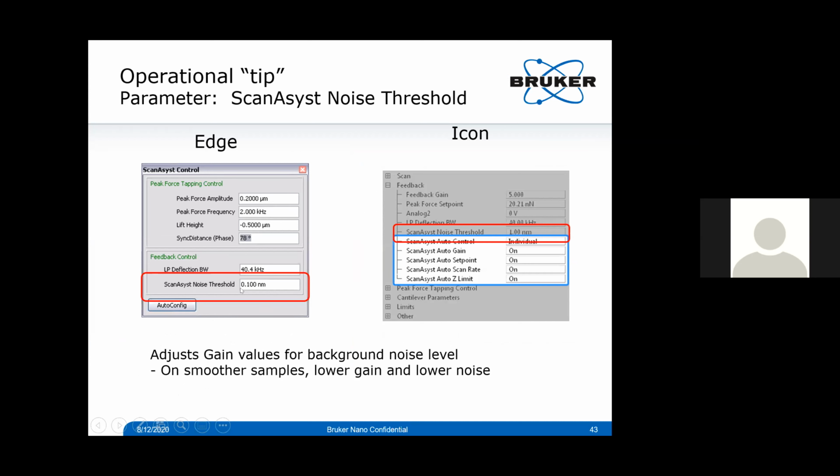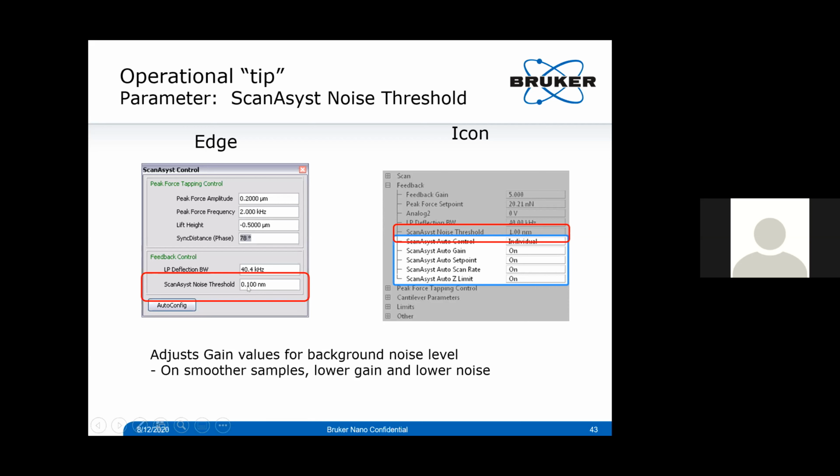The other thing is this ScanAsyst noise threshold. This parameter is important if you're doing really super smooth surfaces like the 1.8 angstrom silicon roughness that I showed you a second ago. This controls how the gain is set. So the gain can make things noisy if it's set too high. So it will basically be adjusted so that you have a background noise of whatever this value is. So if you have a background noise, in this case, of 0.1 nanometer or 1 angstrom, the gain will be lower. And that's fine on a smooth surface.